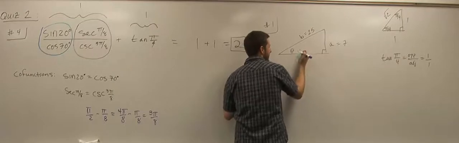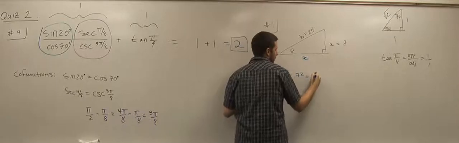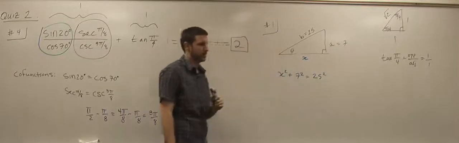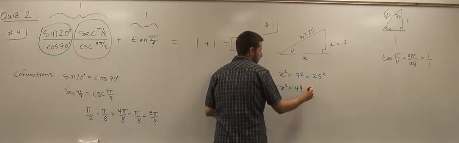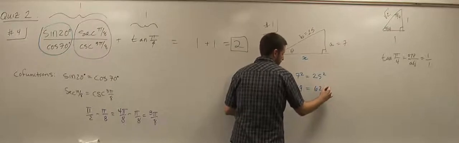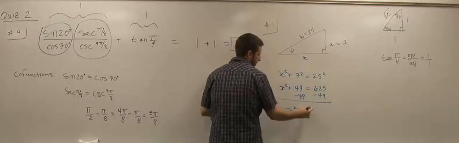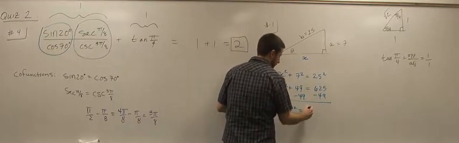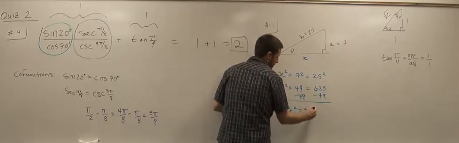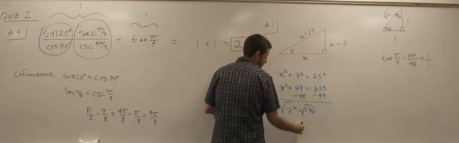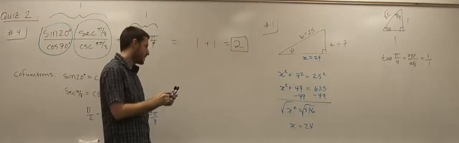This is the adjacent. Or let's call this x. That'll be easier. So then if we do x squared plus 7 squared, it should equal 25 squared. So x squared plus 49 should equal 625. So you subtract the 49, and you get x squared equals 576, and then you take the square root, and it becomes 24. So this side is actually 24. So then you can go into all your definitions.